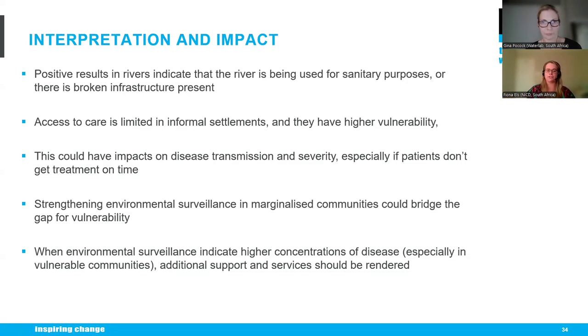So what we really need to do is strengthen environmental surveillance in these marginalized communities, because this can bridge the gap for vulnerability. When we see that the wastewater cases are high at a certain period of time in a certain community, we can implement control measures there. So when environmental surveillance indicates higher concentrations of disease, we can have additional support or services for these communities. Next slide.